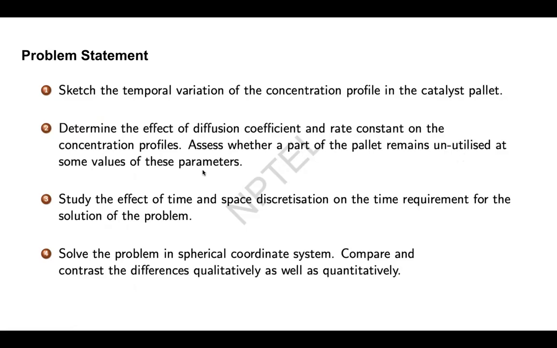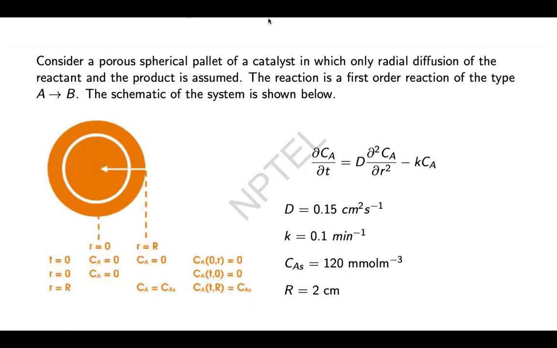So we need to understand whether some part of this pellet will remain unutilized, which means will A be diffusing completely inside the pellet? Because, as you know, this is a first order reaction. There are two things happening here: diffusion and the reaction. So what if the diffusion coefficient, that is the ability of element A to diffuse, is very small compared to the reaction rate constant? That could possibly happen.